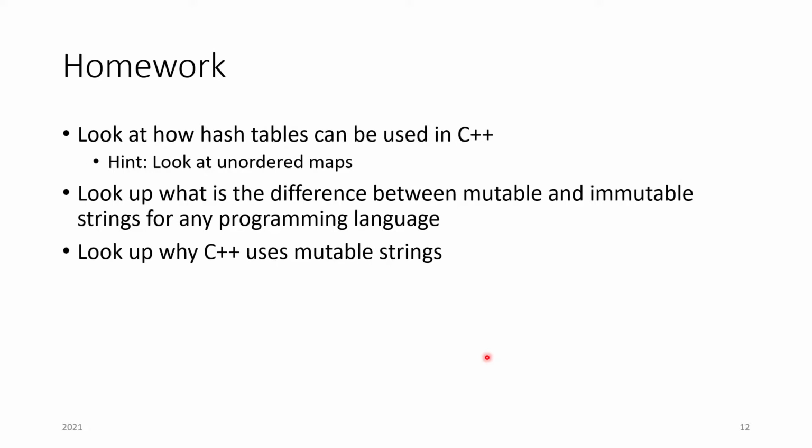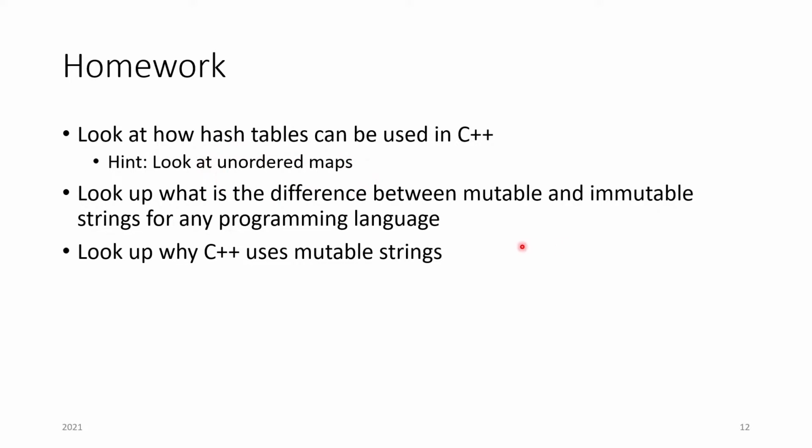So, I'm assigning you guys some homework here. In C++, hash tables do not really have their own library or class. There's a sort of workaround to using them. So your homework is actually to figure out how hash tables can be used in C++, and I'm giving you a starting point here. You will actually have to look at how unordered maps work accordingly.